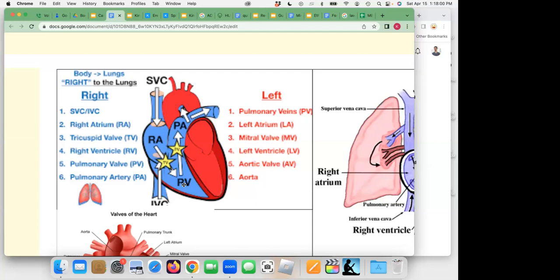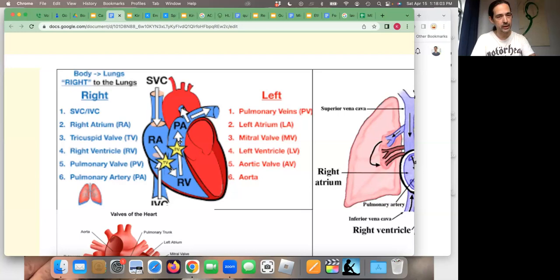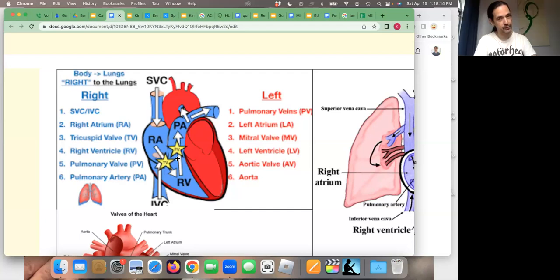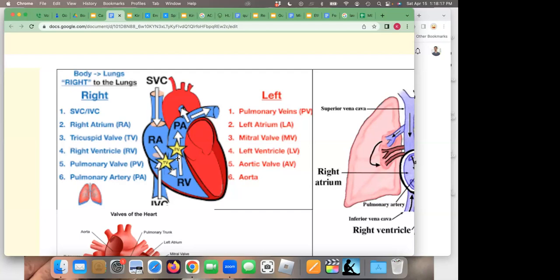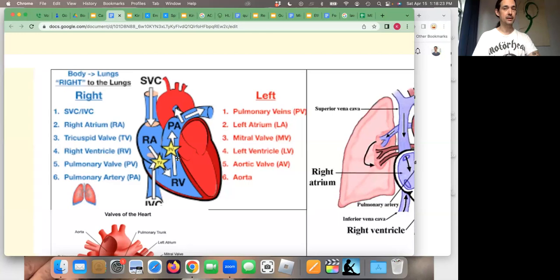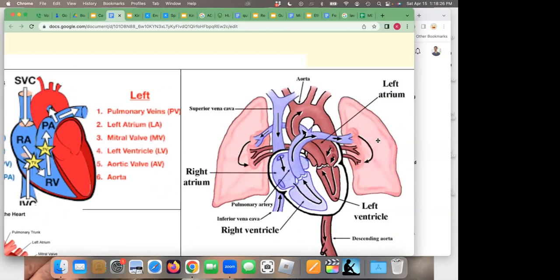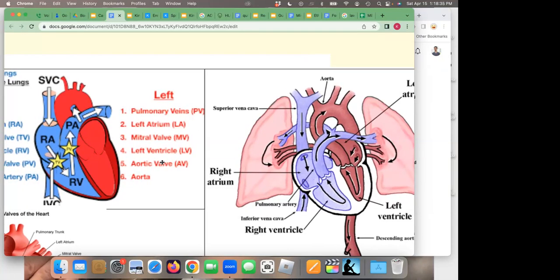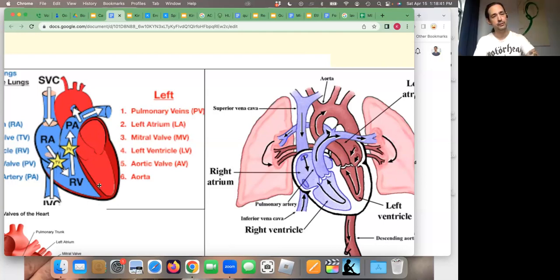Correct. Right ventricle, pulmonary artery through the pulmonary valve. Pulmonary valve. Thank you. Into the lungs. From the pulma, or lungs, into the pulmonary vein. Pulmonary vein to the left atrium to the left ventricle.